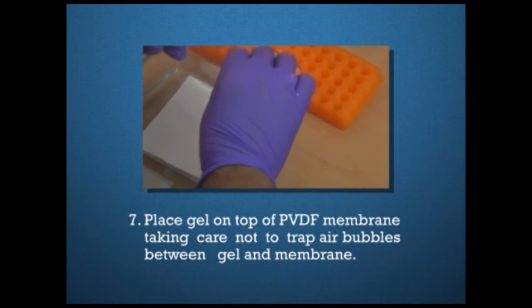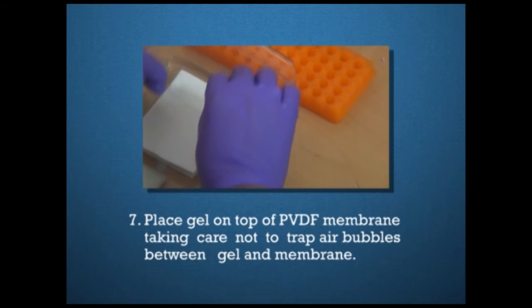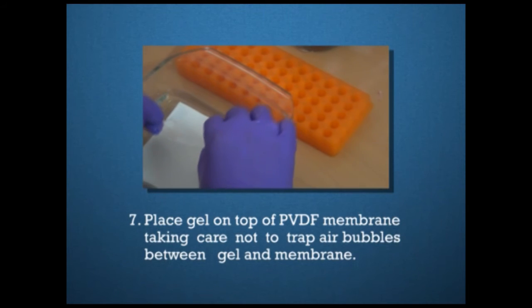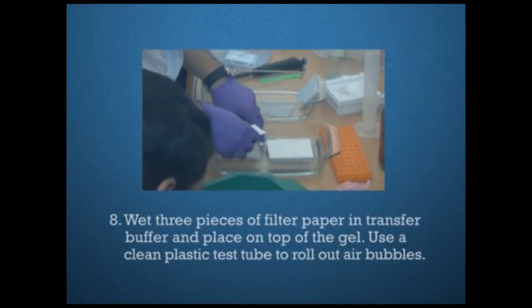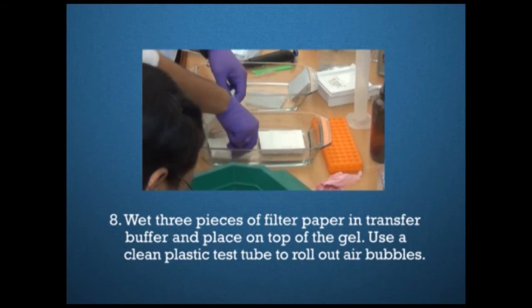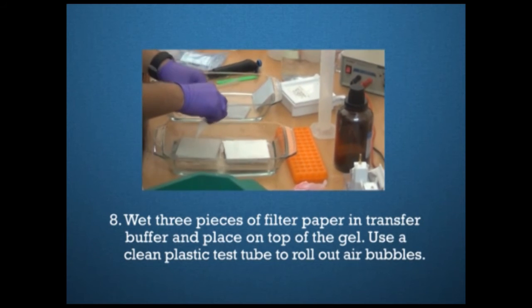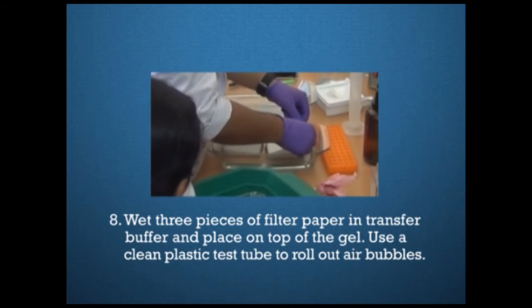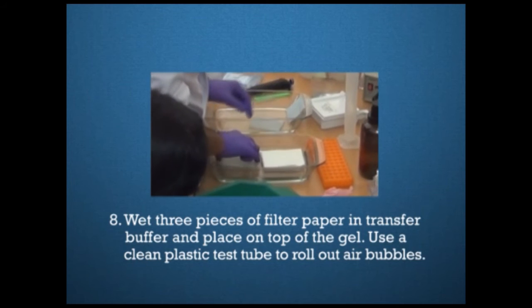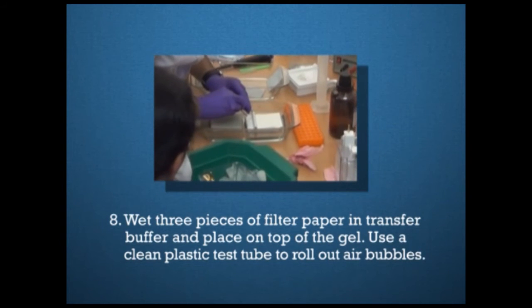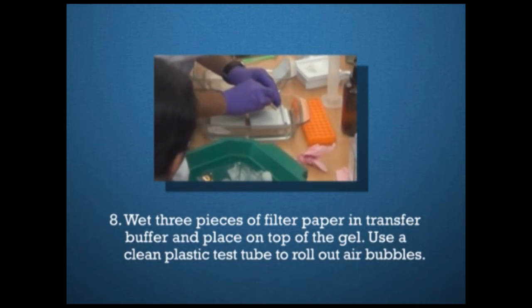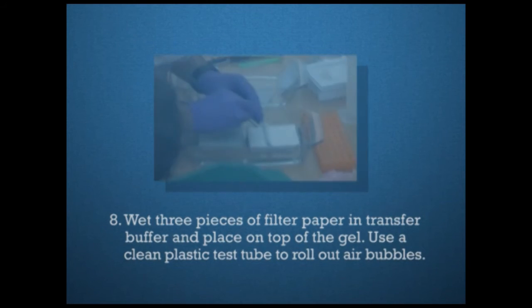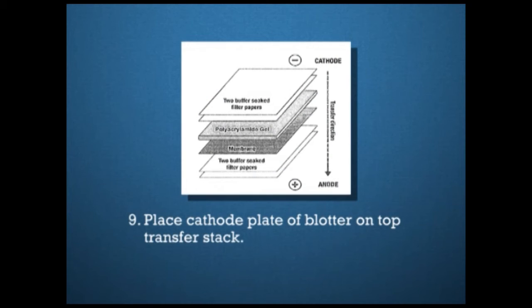In the next step, place the gel on top of the PVDF membrane, taking care not to trap air bubbles between the gel and the membrane. After this, wet 3 pieces of filter paper in transfer buffer and place on top of the gel. Use a clean plastic test tube to roll out air bubbles. Next, place the cathode plate of the blotter on top of the transfer stack.